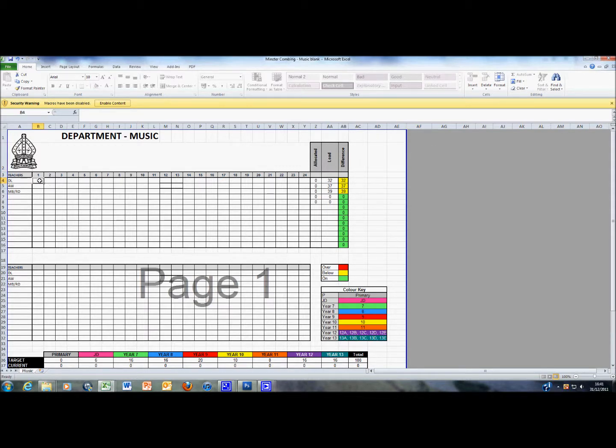In the example being provided, let's assume that DL teaches Music GCSE in 11A. In Year 11 this would be for 4 periods across a 2-week cycle. Let's also assume that AW teaches the Music Technology course, again for 4 periods across the cycle.